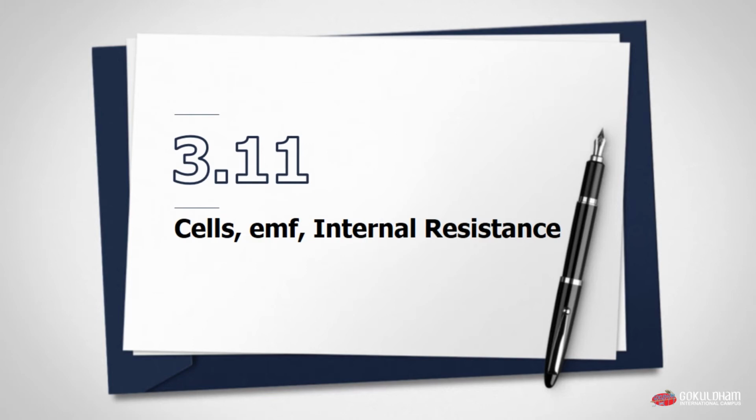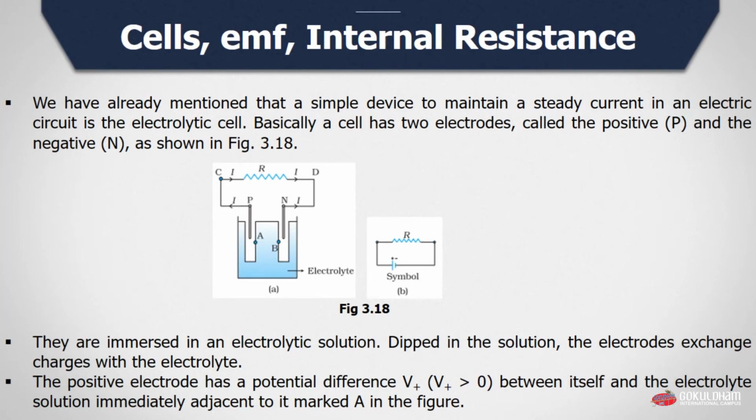Now we will move to our next topic, which is 3.11, cells, EMF and internal resistance. We have already mentioned that a simple device to maintain a steady current in an electric circuit is the electrolytic cell. It was mentioned previously that a simple device used to maintain a steady current in an electric circuit is called an electrolytic cell.